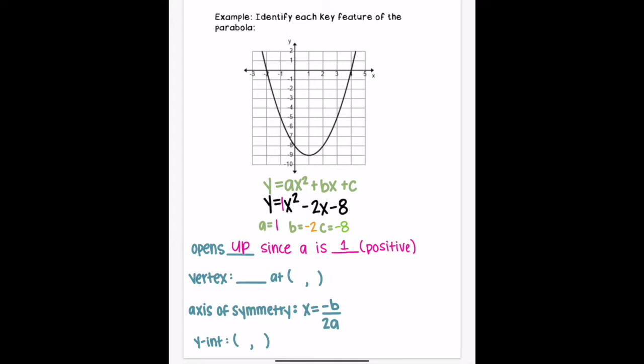All right, now let's look at our vertex. Since we know this graph opens up, we know that our vertex is going to be a minimum at what point? Well, it's that valley point. So that point is at 1, -9.